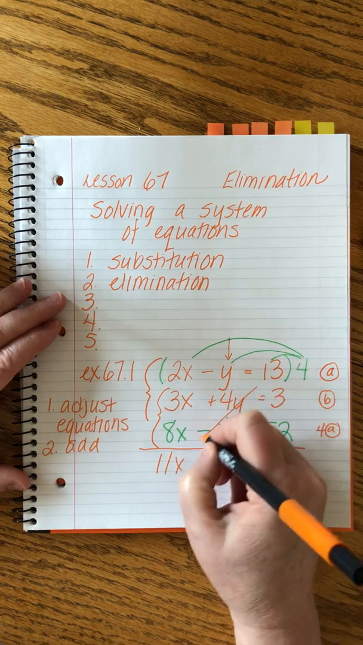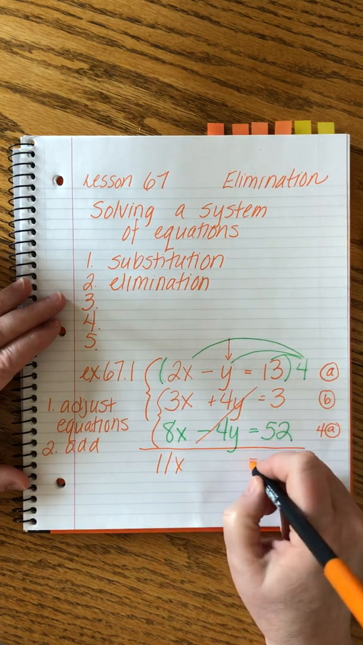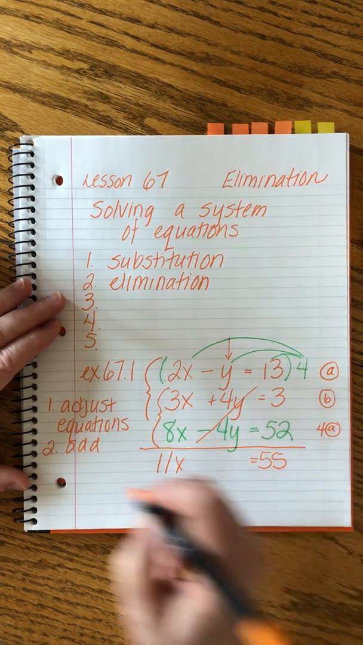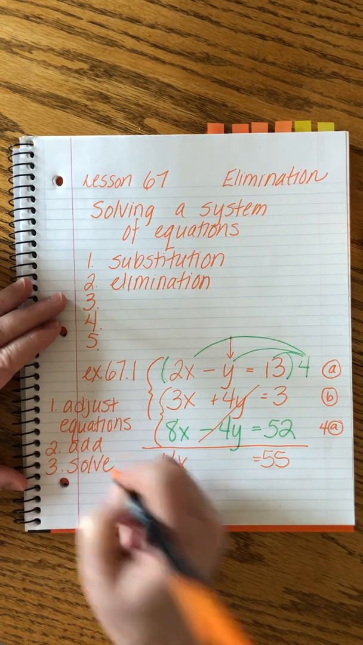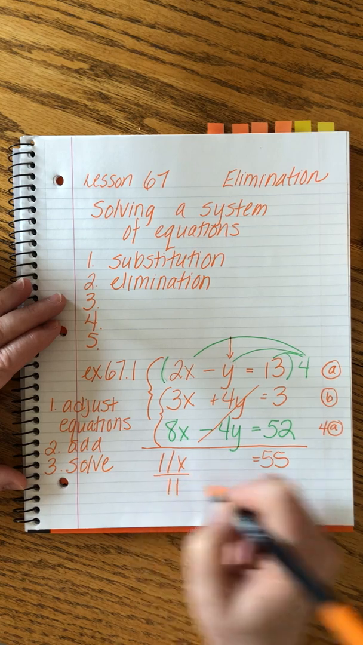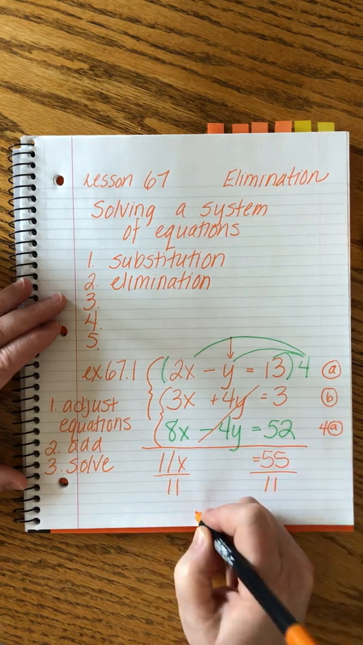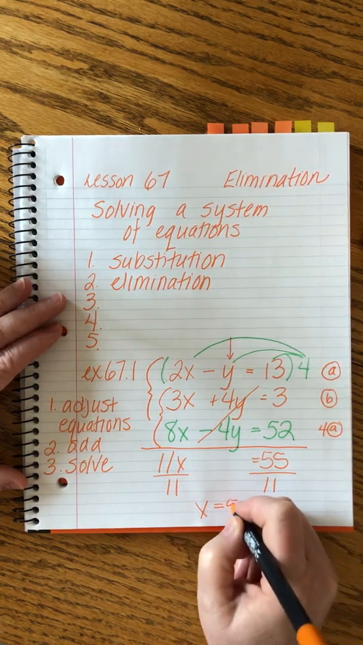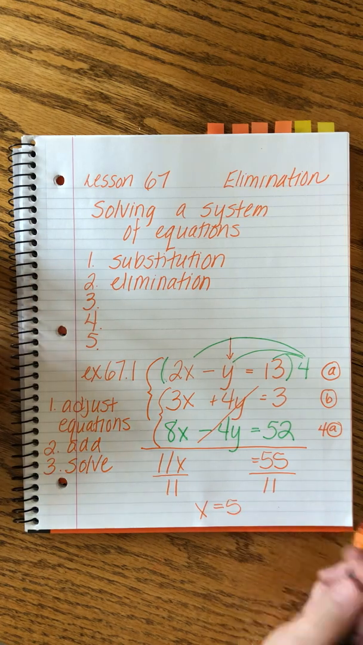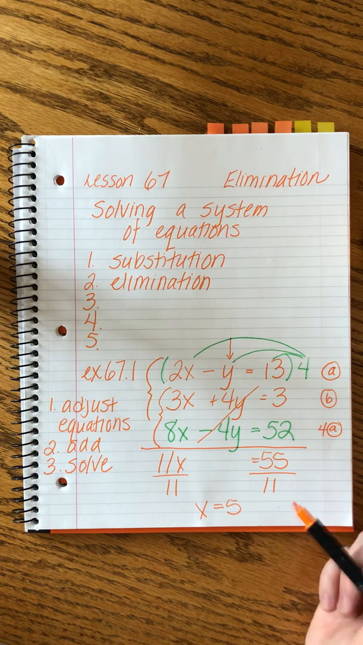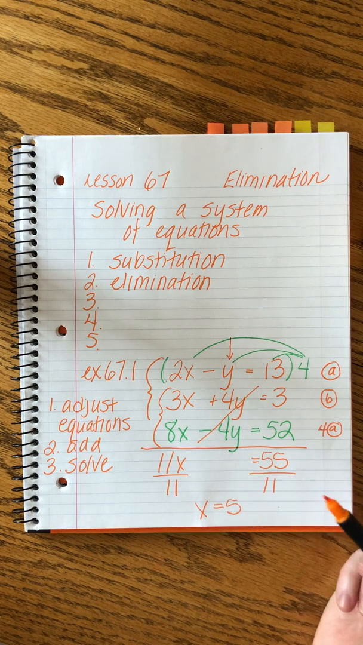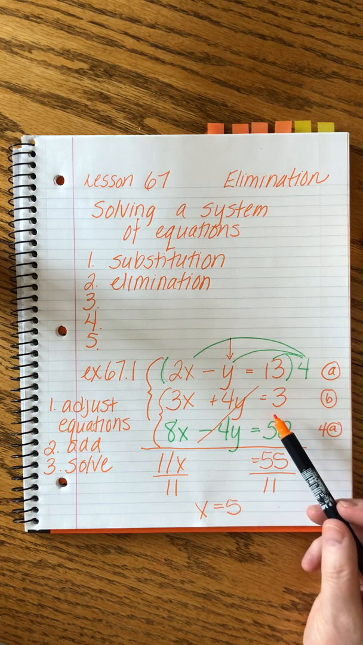11x, ooh, happiness, equals 55. And then the third step is we solve. And it's pretty easy at this point, right? So we get x equals 5. Happy days. Now, just like we've done in the past, we have to take this value and plug it back in to one of our original equations.